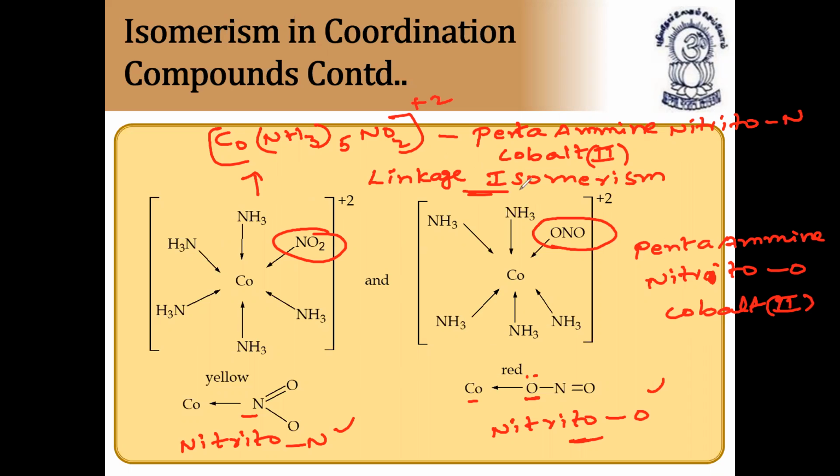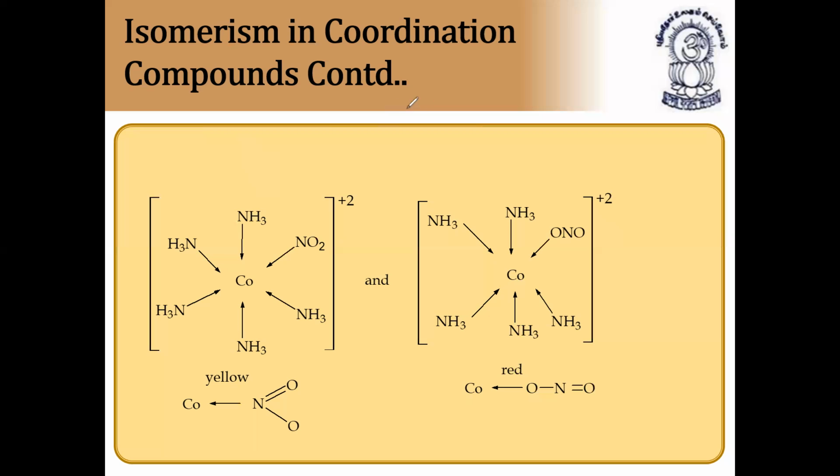Linkage isomerism. Definitely the complex should have ambidentate ligands. If you see the examples of ambidentate ligands, you'll automatically understand, where the electron donation can be done by two atoms. In this case it is the nitrogen atom donating the electron, and in this case the electron donor is the oxygen atom. That's why it is called nitrito O, and this is called nitrito N. Very, very important. This type of isomerism is called linkage isomerism.